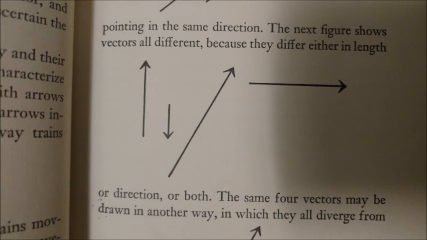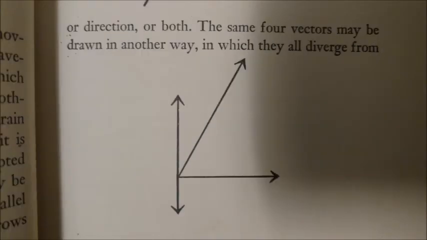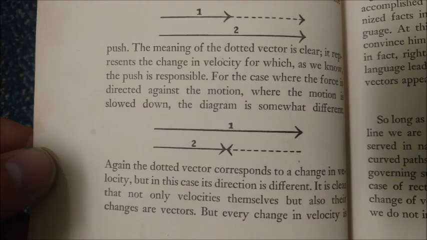And if arrows are going in different directions, because they have either different length or direction or both, they are four different vectors and may be drawn in another way, so that they all diverge from a common point. Since the starting point does not matter, these vectors can represent the velocities of four cars moving away from the same traffic circle, or the velocities of four cars in different parts of the country traveling with the indicated speeds in the indicated directions.